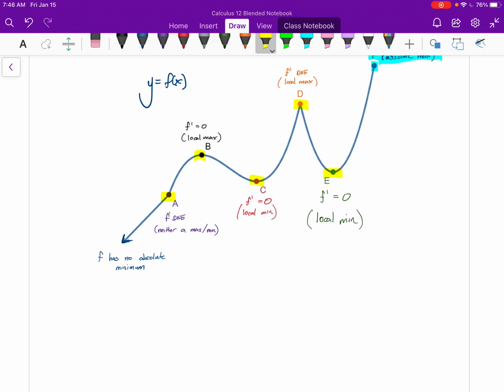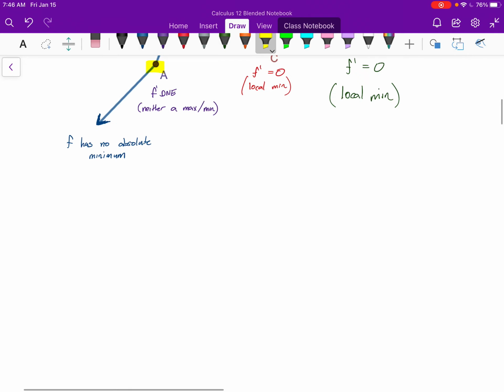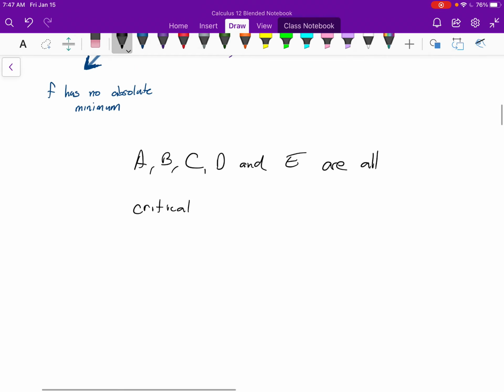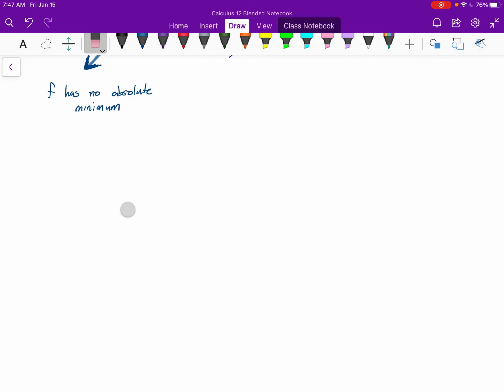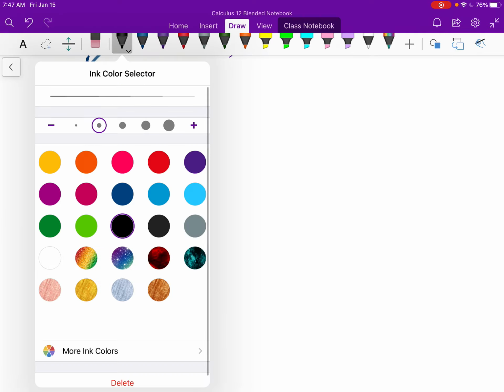And by their name, they're pretty important aspects of this function. But let me label this down here. So I'll say in this case A, B, C, D, and E are all critical points or critical numbers. I'm going to make that a little bit neater. That's a phrase we're going to be hearing from here on in.